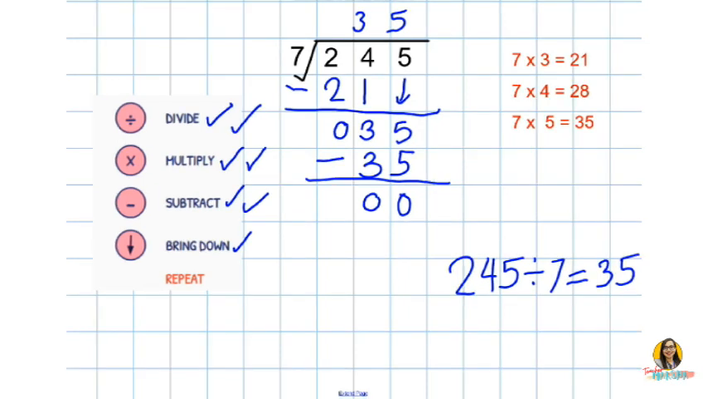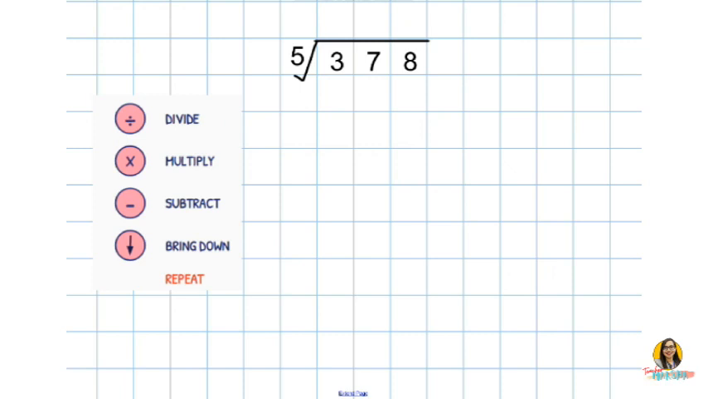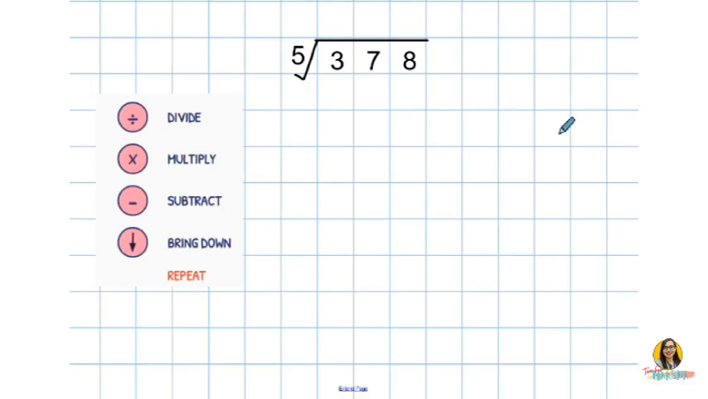Okay, so now let's try another problem. Let's divide 378 by 5. We're going to follow again the same steps, DMSB: divide, multiply, subtract, and bring down. So first, you need to look at the first digit in the dividend, which is 3. How many groups of 5 are there in 3? There isn't any. So let's move on and include the next digit, which is 7. And now we've got 37 divided by 5.